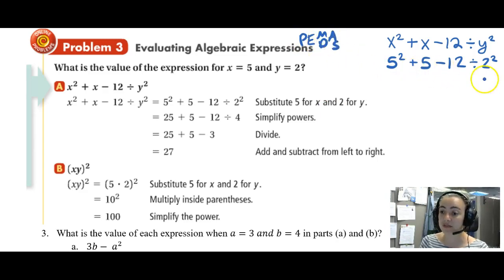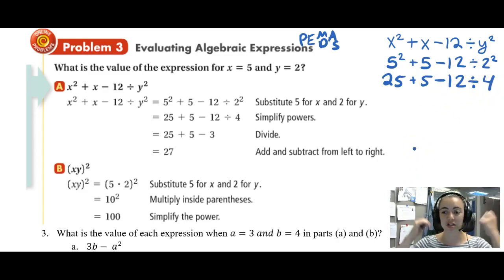Do we have any grouping symbols first? I don't see any grouping symbols. Do we have any exponents and powers? Yeah, I see a couple of those. I see 5 squared, so that's 5 times 5, that's 25. The next one I see is 2 squared, so 2 times 2, which is 4.